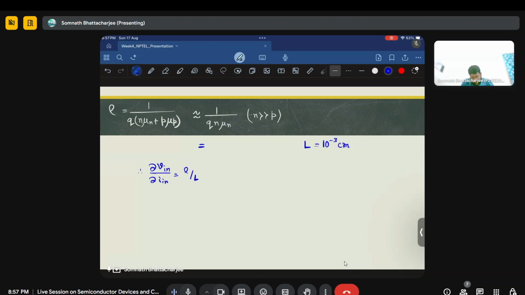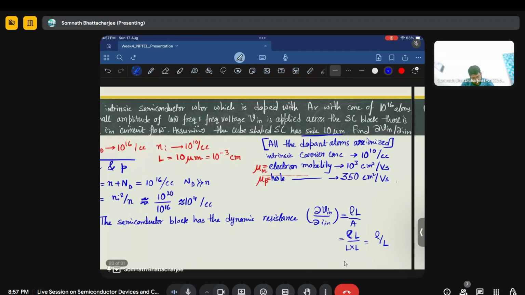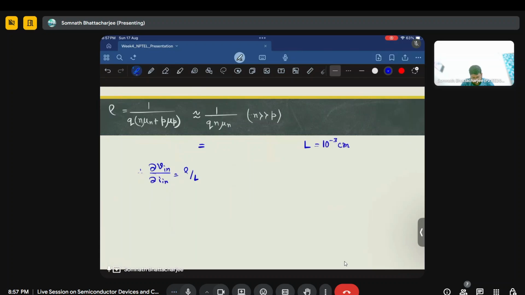So that is 625, and divided by mu n, which was given as 10 to the power 3. So this is 0.625, and this term would be 0.625 divided by 10 to the power minus 3. But this is nothing but 625.